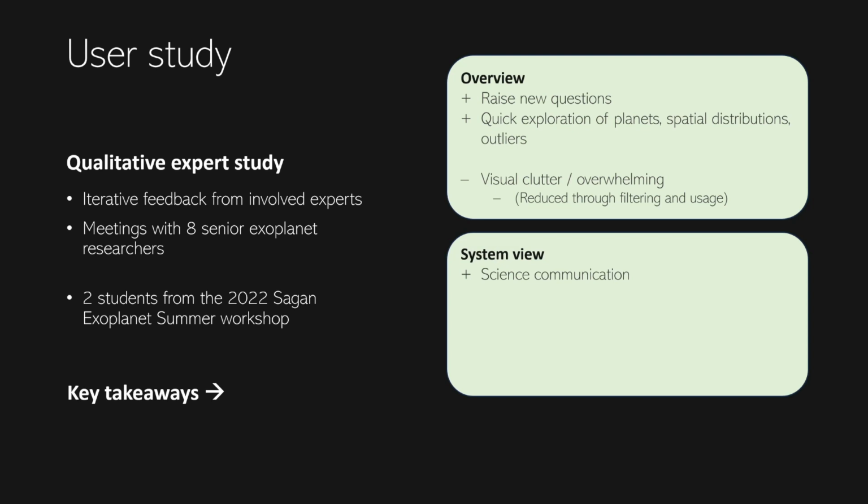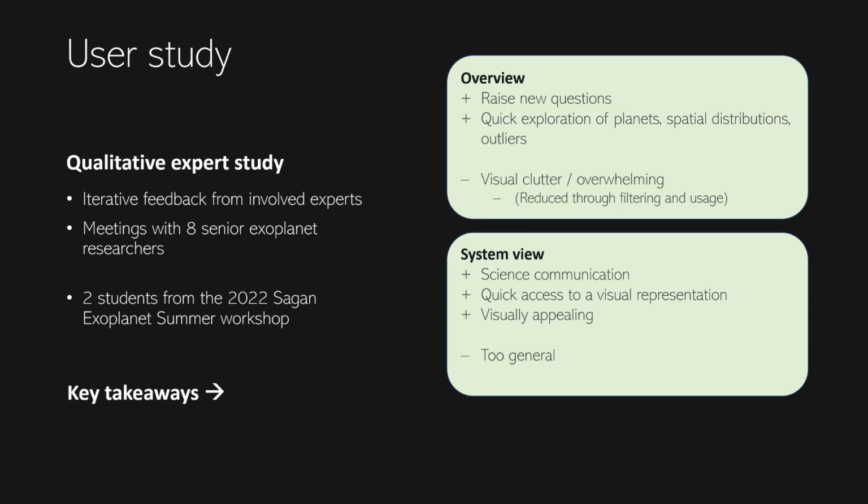The system view was well received as a science communication feature for communicating scientific results and what a system looks like. It also acts as a quick access point for both visual representation of the system and the relevant data. The visualizations were also considered to be visually appealing and suitable for presentations.